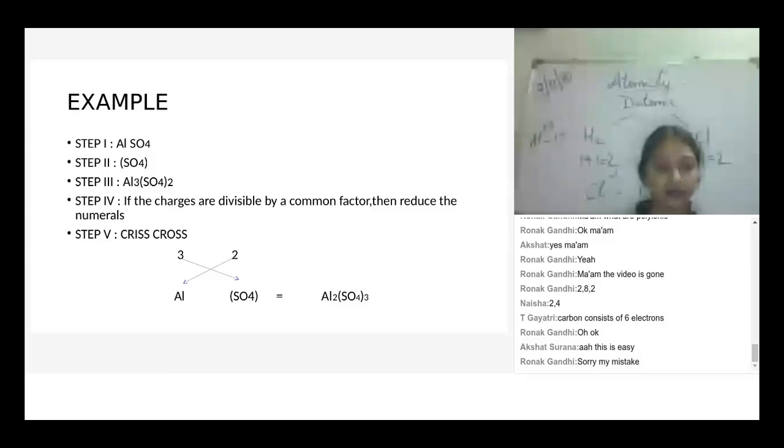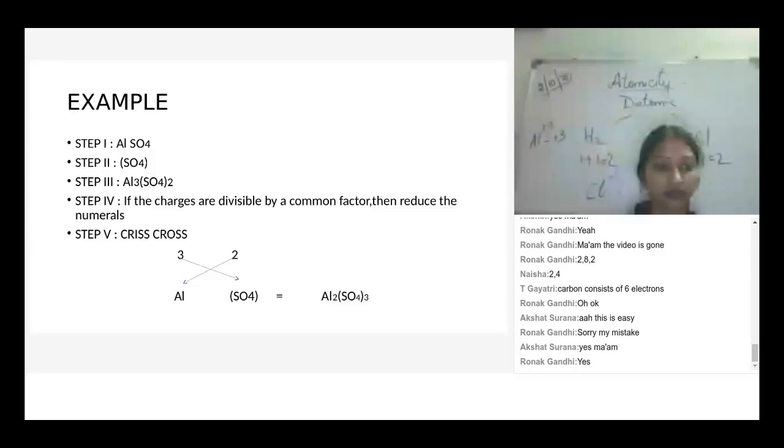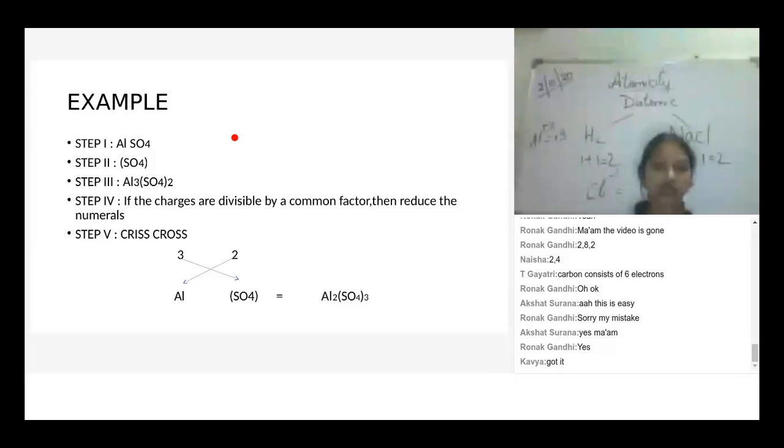Understood? Akshay? Everyone? Arjun? Ishan? Kavya? Keertana? Okay, understood? Yes, ma'am. Yes, very good.